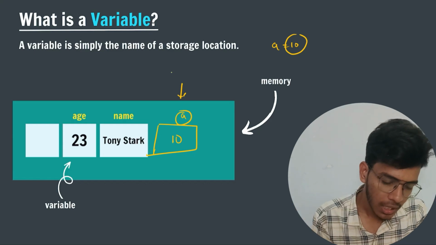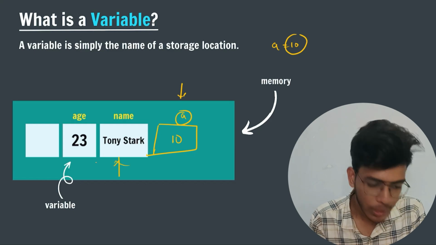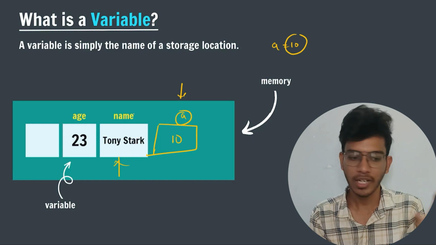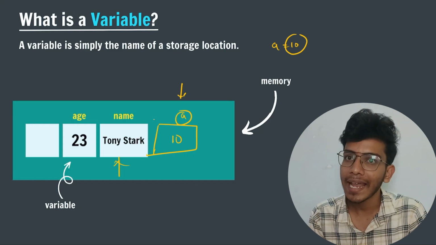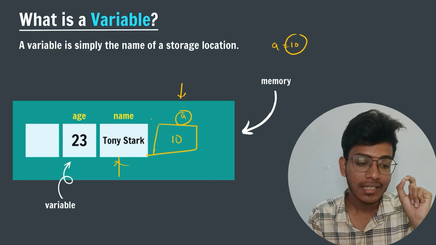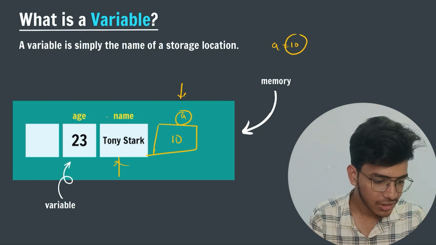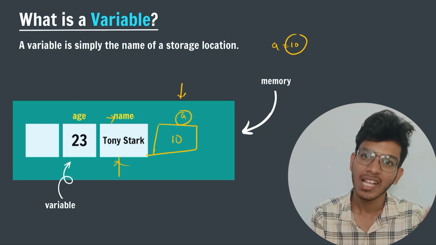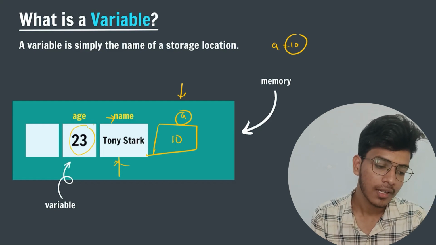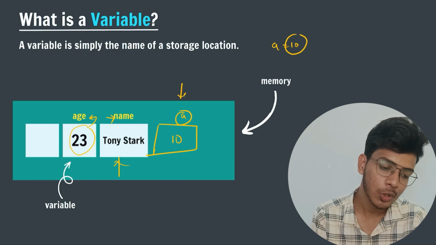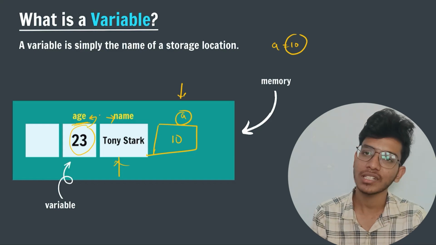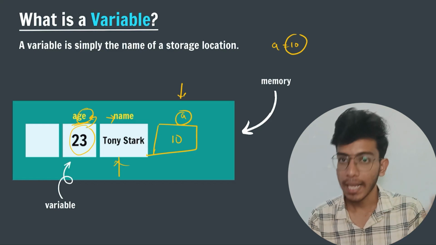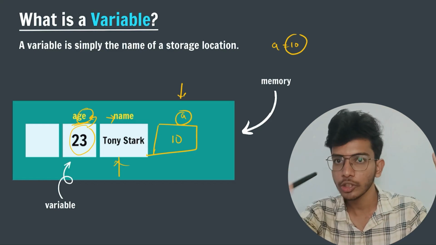Here you can see that there is a block called Tony Stark. Now let's say I want to access Tony Stark, right? I want to access this block. How can I access it? I can access it through the name of the variable. Through this variable I can access Tony Stark. Let's say I want to access this value, this block. Then I can access it through the variable name. What is the name of the variable? Age. Through age I can access 23. Like this, memory and variables work.